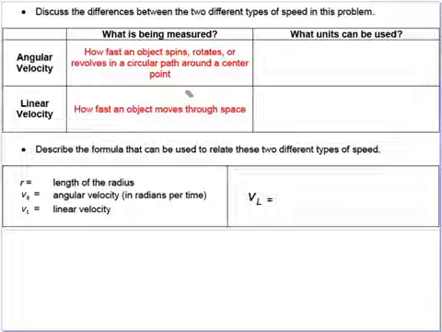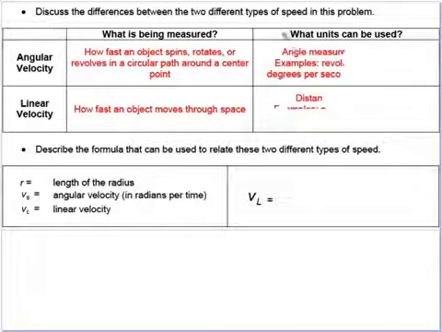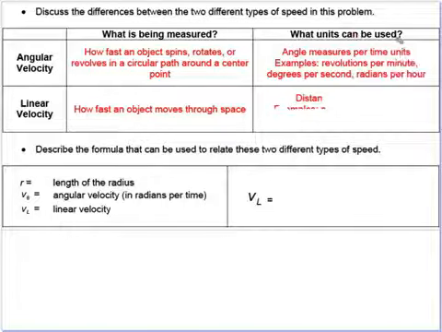When we were tracking how fast the Earth rotated around the sun, that would be the linear velocity, how fast it was moving through space. With angular velocity, you want to use angle measurements per unit of time. Sometimes you'll get revolutions per minute, sometimes degrees per second or radians per hour.